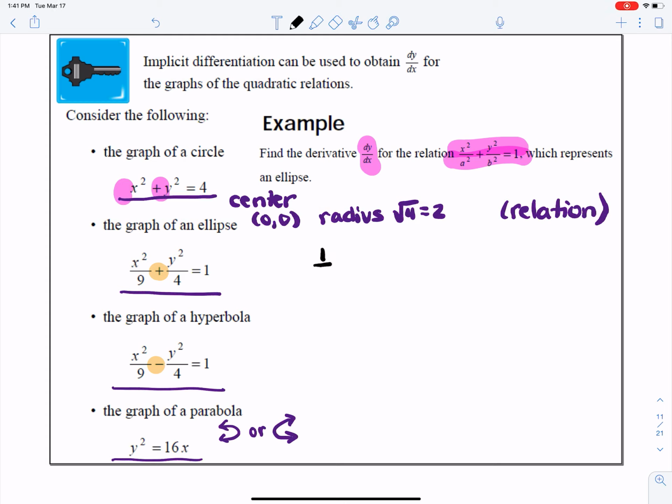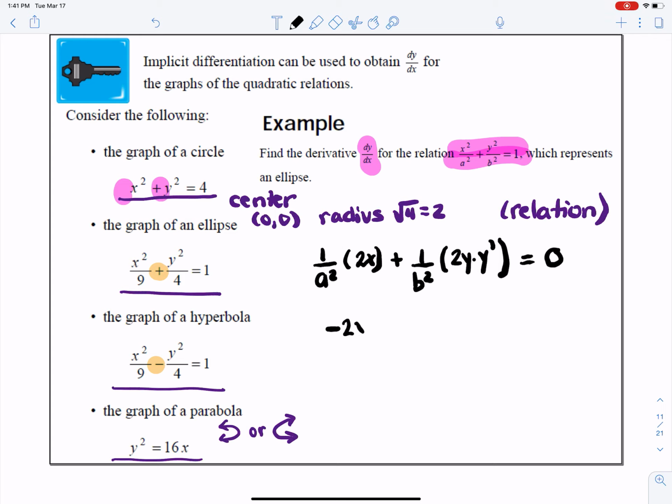1 over a squared is like a constant, so we just pull it out, times the derivative of x squared, which is 2x, plus the derivative of 1 over b squared. Well, that's a constant multiple, it gets carried out. The derivative of y squared is 2y times the derivative of y, which is y prime. And this equals the derivative of 1, which is 0. So my goal is to solve for y prime.